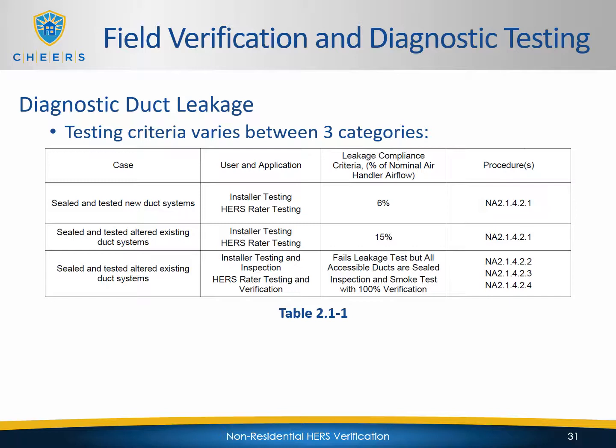Either a sealed and tested new duct system, and this can be either for new construction or an alteration where an entirely new duct system is installed. Sealed and tested altered existing duct systems, and then sealed and tested altered duct systems that do not comply with the standard leakage. So this is where the smoke test method comes into play. So let's take a look at each of these in a little more detail in the next couple of slides.